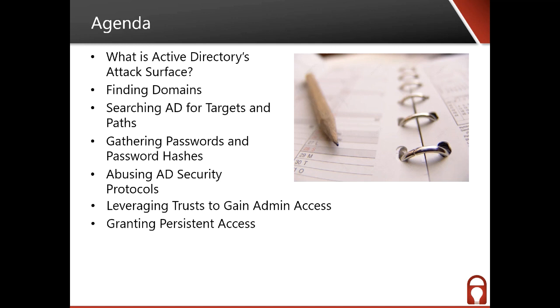Overall, we're going to cover a variety of different topics. First, we're going to start off with a brief overview of what AD is and what its attack surface is. We're also going to cover how you can find the different domains that a client has on their network, how you can search those domains for the targets that you actually want to compromise, how you can gather clear text passwords or password hashes on a network, how you can abuse the different authentication security protocols used by AD, and how you can leverage trust to gain admin access to a remote domain. Finally, we're going to cover how you can grant yourself persistent access to AD itself. Overall, we're going to cover both attacks and then why they work.